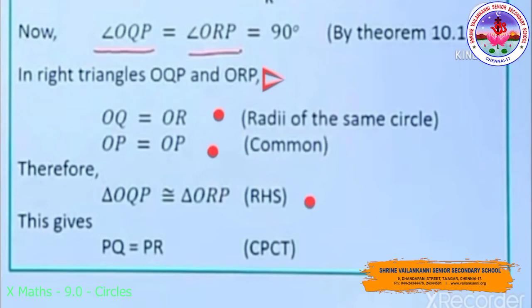So I find that the hypotenuse and one side of both the triangles are equal to each other. So by RHS congruence, triangle OQP is congruent to triangle ORP, where PQ and PR are the corresponding sides of the congruent triangles OQP and ORP. We find that PQ is equal to PR by CPCT, that is, corresponding parts of congruent triangles.